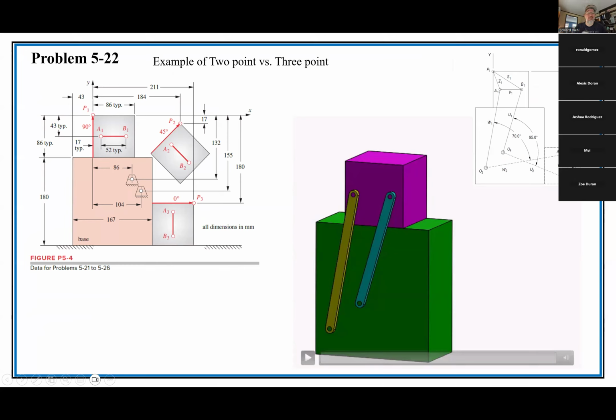So in this problem, problem 522, I know we're in chapter 3 right now, but chapter 5 is a parallel chapter, because in chapter 3 we're doing graphical synthesis, and in chapter 5 we're doing analytical synthesis, which is a little weird because chapter 4 is analytical analysis, which is the weirdest word phrasing.